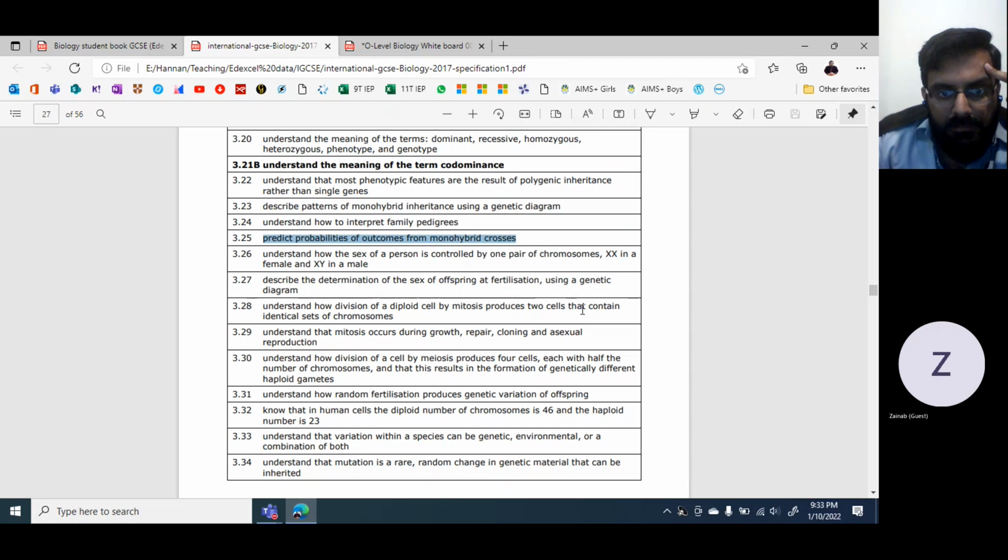Monohybrid cross. Meiosis, random fertilization, 46 variations with genetic.